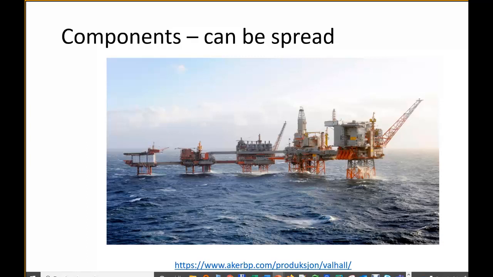And here you have another living quarters and heli deck. Okay, so it doesn't have to be in one place, but can be spread.